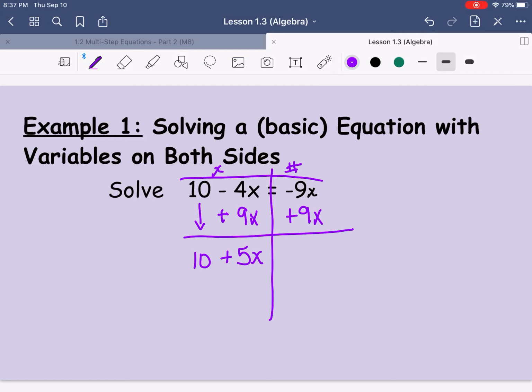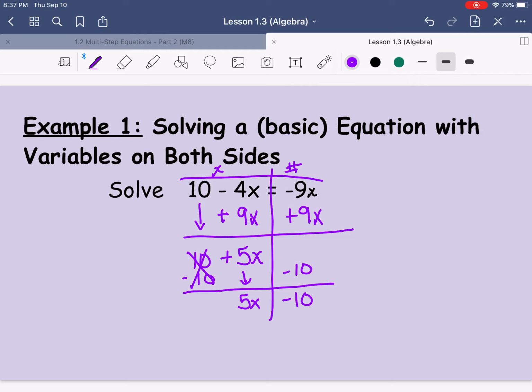Okay. Now that I've gotten my variables on the same side, now I need to move stuff that isn't a variable. So the 10 needs to move because it doesn't have an x. So we will subtract 10 on both sides. This gives me 0, which is what I want. Now I have 5x and I have 10 on this side.